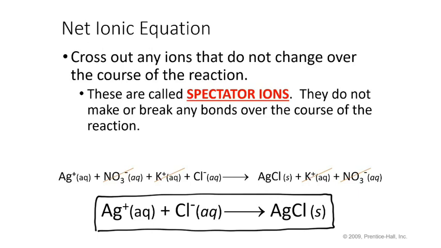For precipitation reactions, the net ionic equation is usually going to focus on that precipitate, the precipitate actually forming from its ions. But you can also do net ionic reactions with acid-base neutralization, and you can do it with lots of the oxidation-reduction reactions. Not all of them, but lots of them.